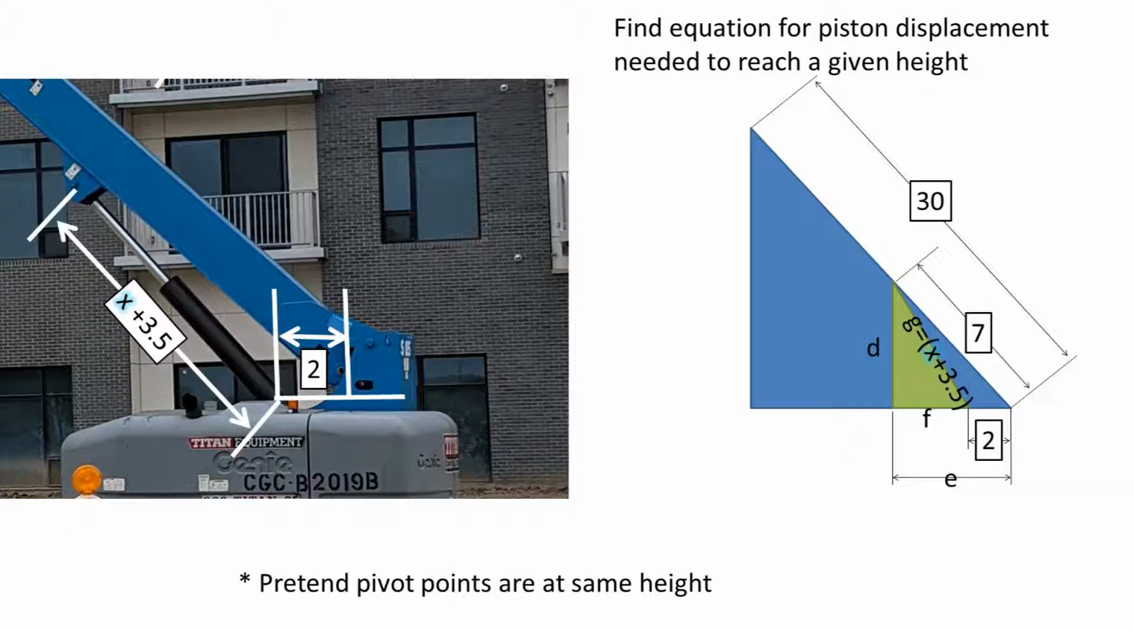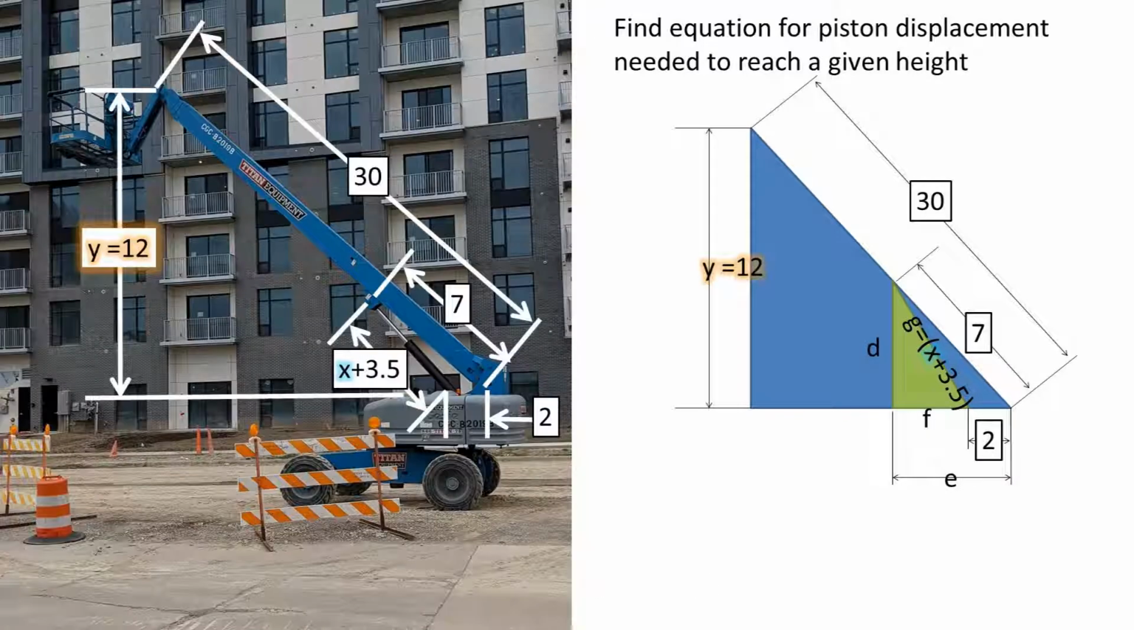The hydraulic piston, when fully compressed, this is the initial condition, is 3.5 units long. So the x piston displacement plus the 3.5 units is the length beyond the initial condition at a given point. We want to find the distance the piston needs to move to get the end of the boom arm to 12 units high from the base connecting pivot point, and the equation for the piston displacement relative to the height. I have listed all the variables I will be using to designate the side lengths of the triangles.